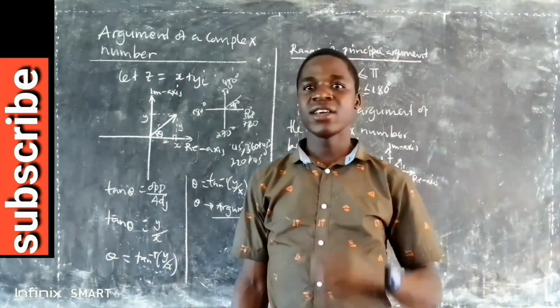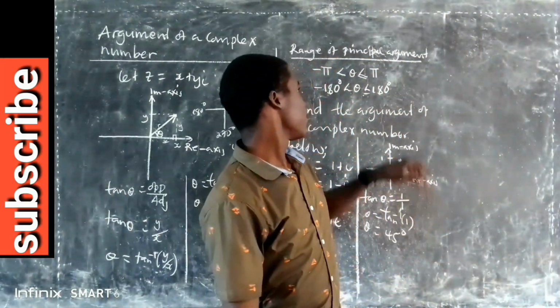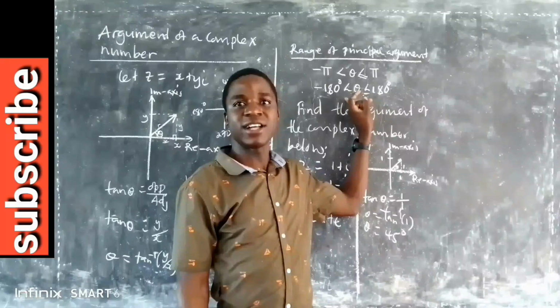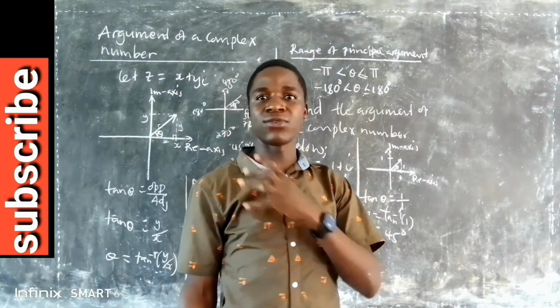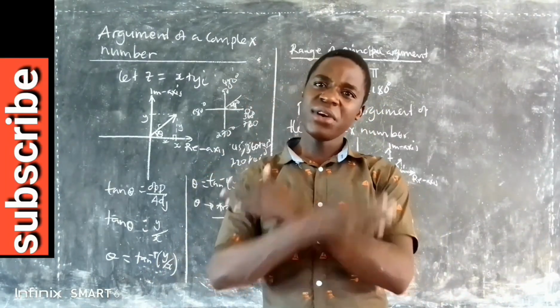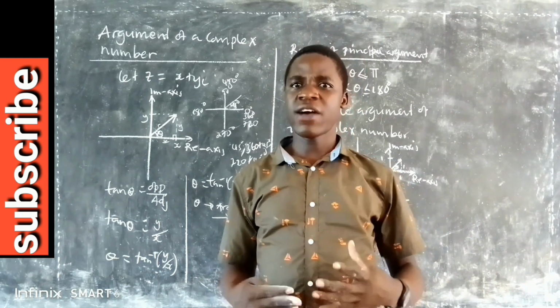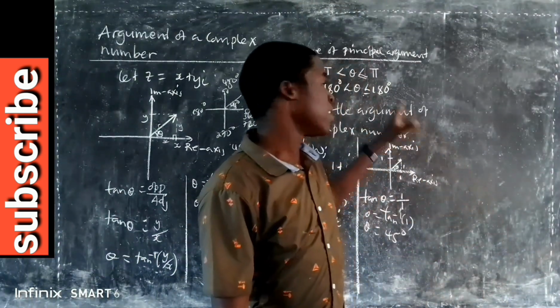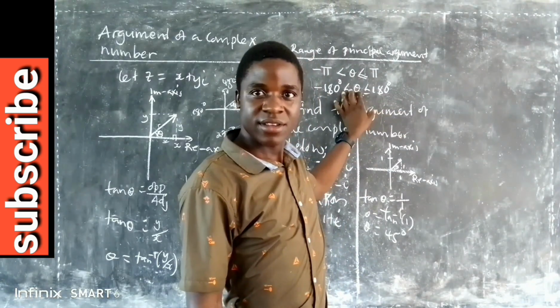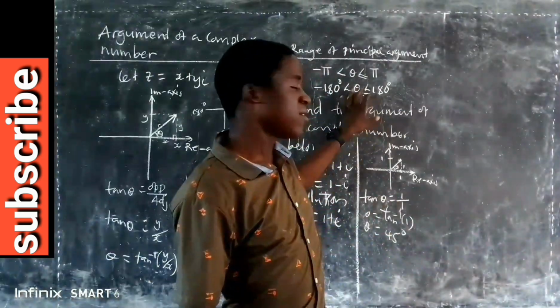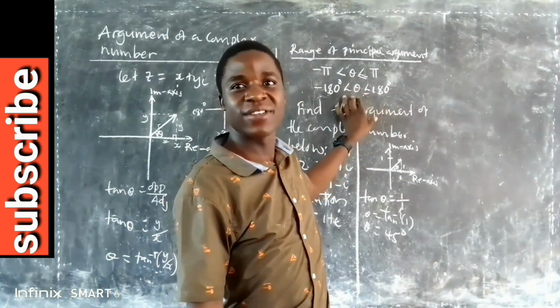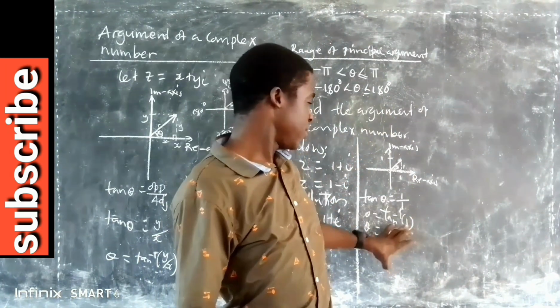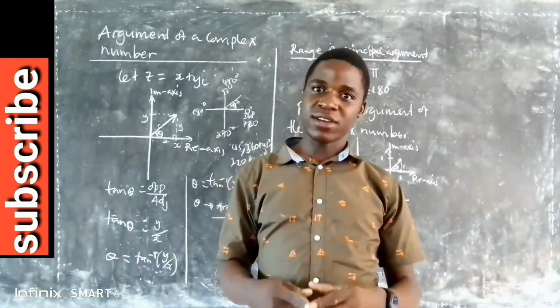Now you come and see. Is the 45 degrees within this range? Yes, it lies within this range. Therefore, we take that one as the principal. There is no other angle that will lie within this range. If 45 lies within this range, there is no other angle that will lie within this range. So this one becomes the principal argument.